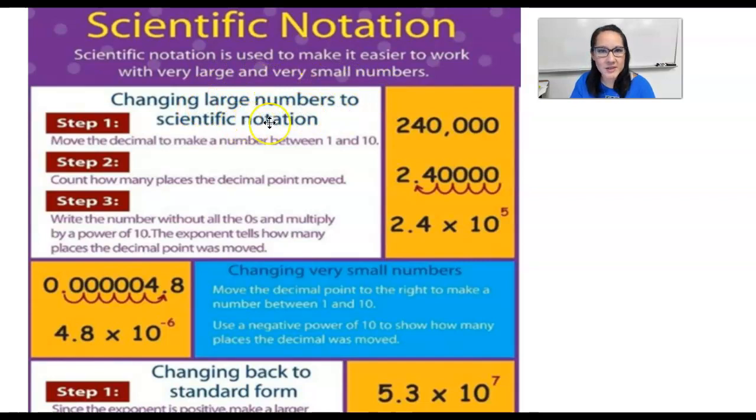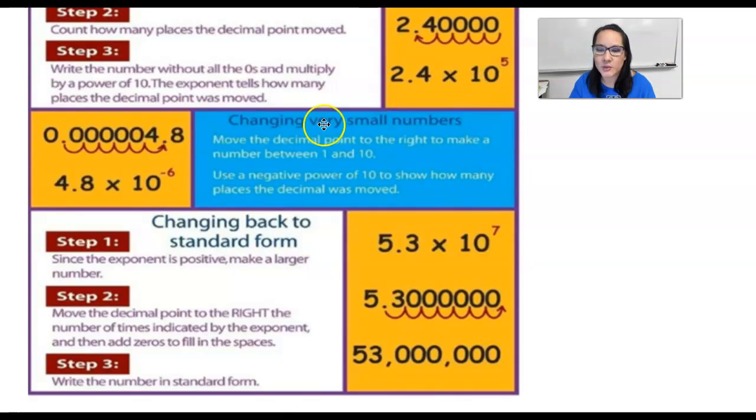So scientific notation is used to make it easier to work with very large and very small numbers. Changing large numbers to scientific notation means you're going to take your decimal and you want to move it between the first two numbers so that you have a coefficient that is between 1 and 10. And then however many spots you had to move the decimal is going to tell you what your exponent is. And if your number was large to begin with, you have a positive exponent. And if it was small to begin with, you're going to end up with a negative exponent.